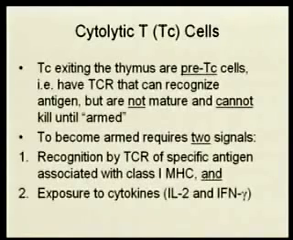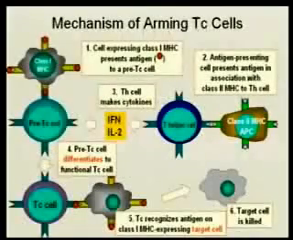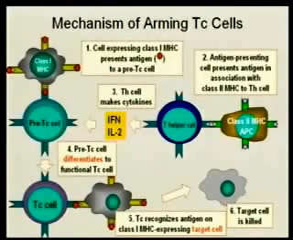So again, the first signal is the interaction of the T cell receptor with the MHC class 1 molecule and the appropriate peptide. And the second signal typically is exposure to cytokines such as IL-2 or TNF-alpha, or interferon gamma. And that's shown basically here in this cartoon. So the free T cell, when it leaves the thymus, is able to recognize MHC class 1 molecule in association with the peptide. That is the first signal.